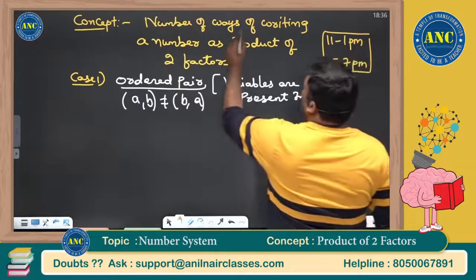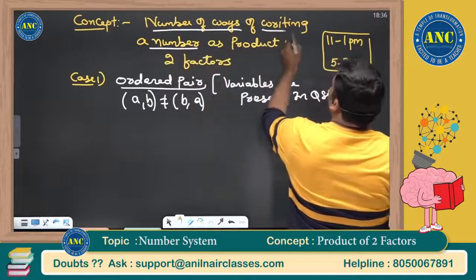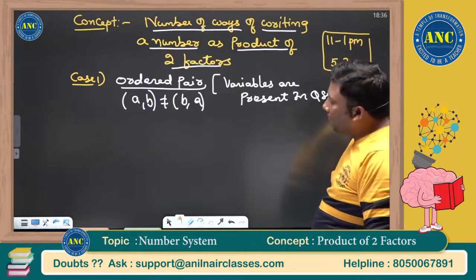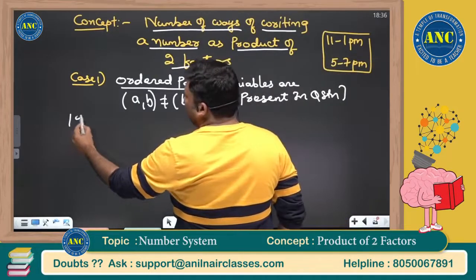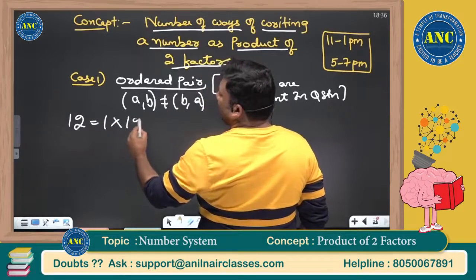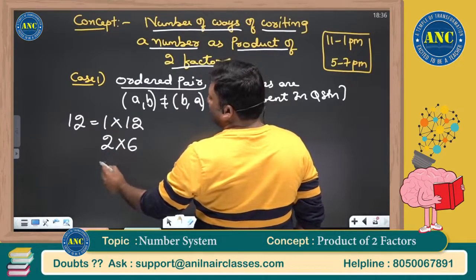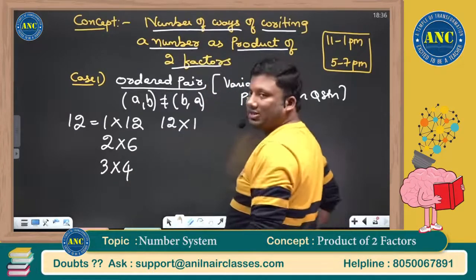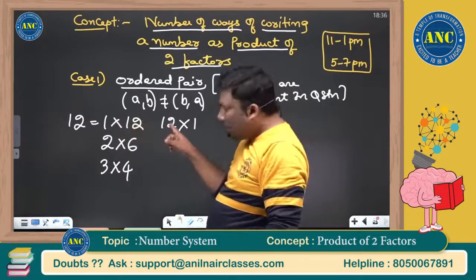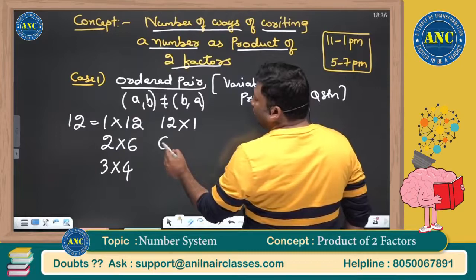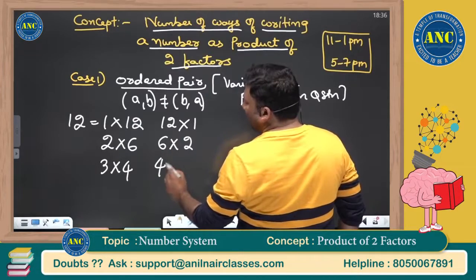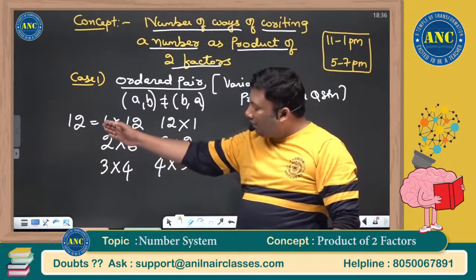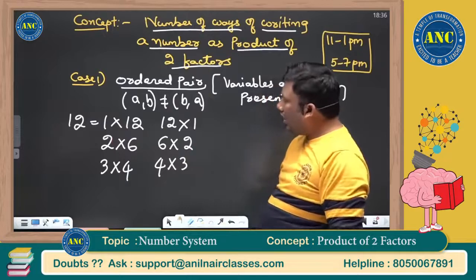Please read the question. Number of ways of writing a number as a product of two factors. Suppose 12 is there. How many ways can you write it? 1 into 12, 2 into 6, 3 into 4. Reverse can also be written. Order matters: here writing 1, then 12; here writing 12, then 1. Reverse is also possible. 12 into 1, 6 into 2, 4 into 3. Any other ways? There is no other way. The factors of 12 are 1, 2, 3, 4, 6, 12. All of them we got.